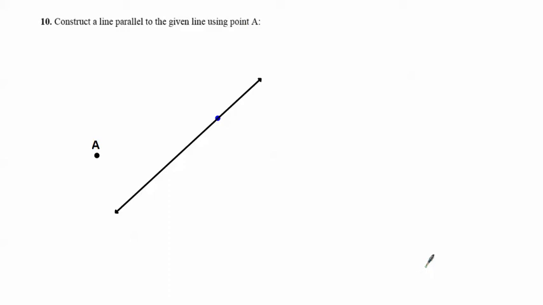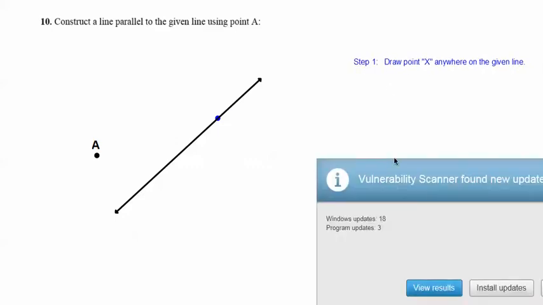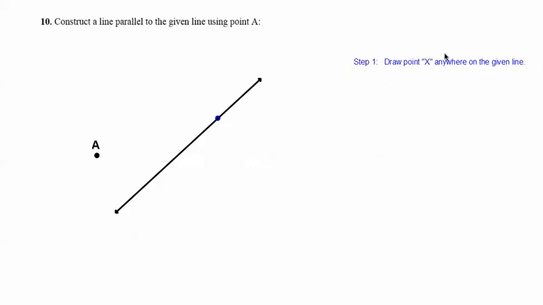In this problem, they are asking us to construct a line parallel to the given line using point A. And I'm going to pull out here the steps that I have. You're going to first draw a point X anywhere on the given line, and I have drawn that point right here. Anywhere on the line, I just picked that as my point.